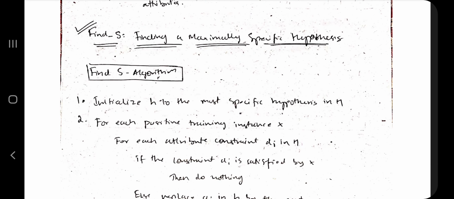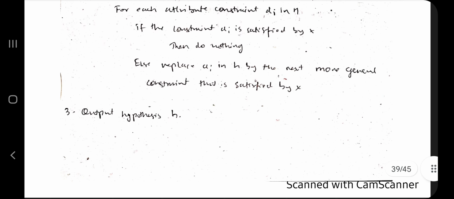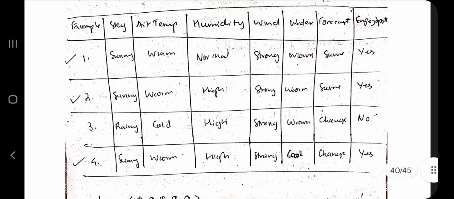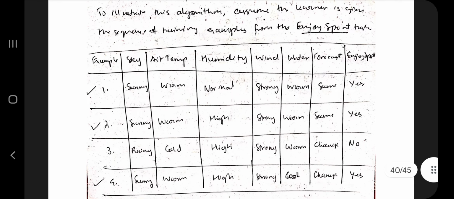I'll come to the algorithm after explaining the example. That will be simpler. See, this is the data set given to us, and we have to do the same thing. Wherever it is yes, the first thing you'll do is mark it as a tick here.